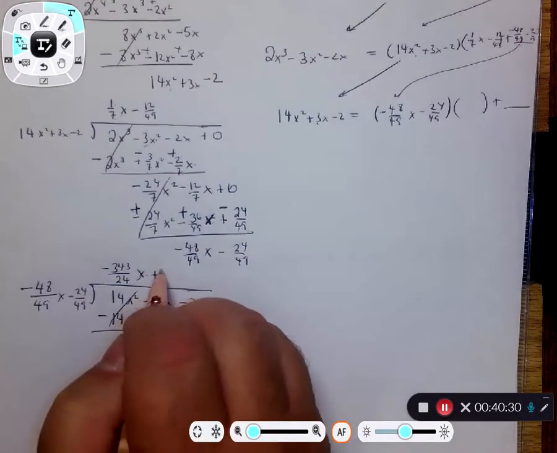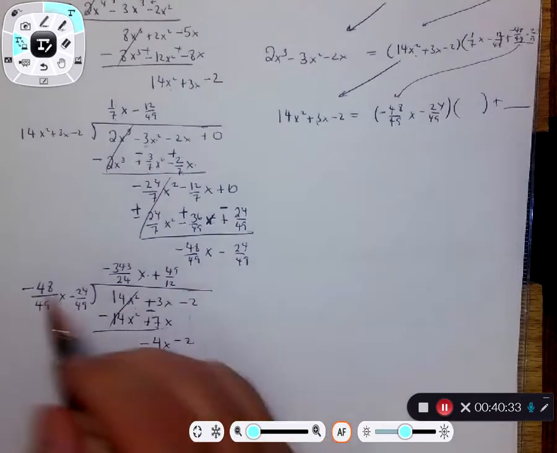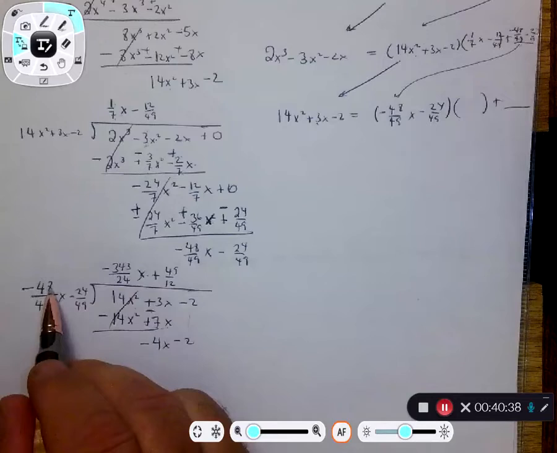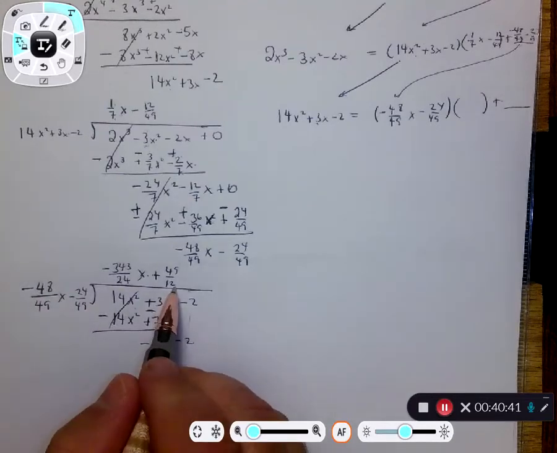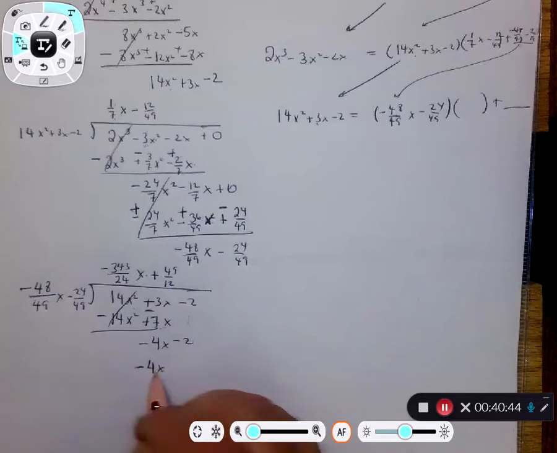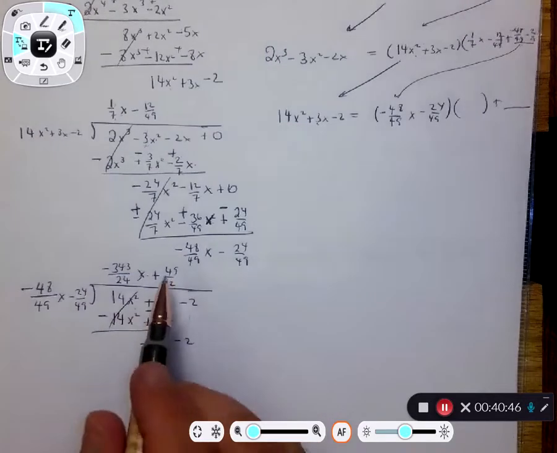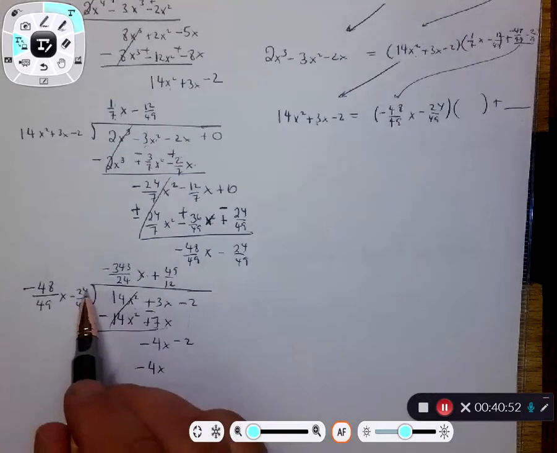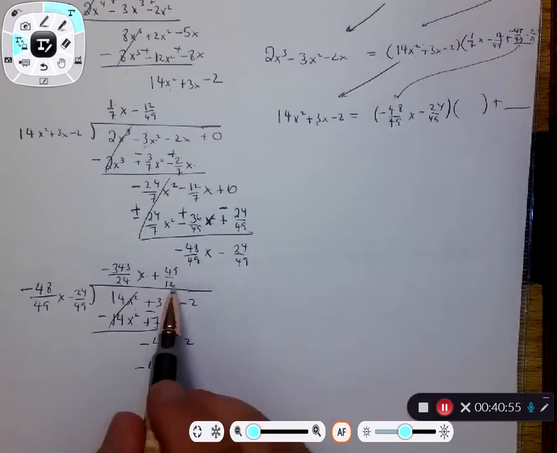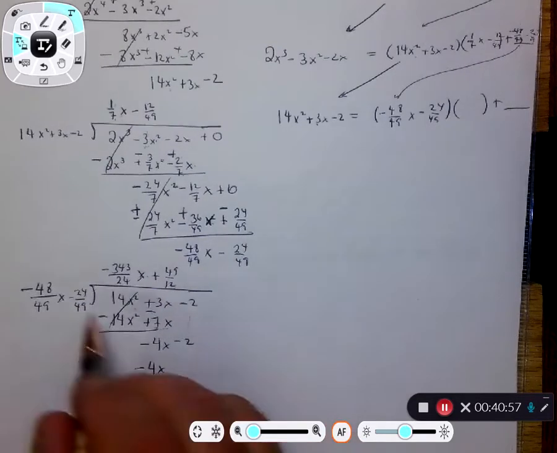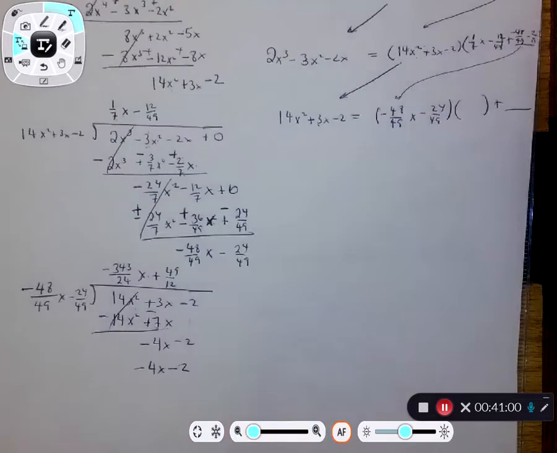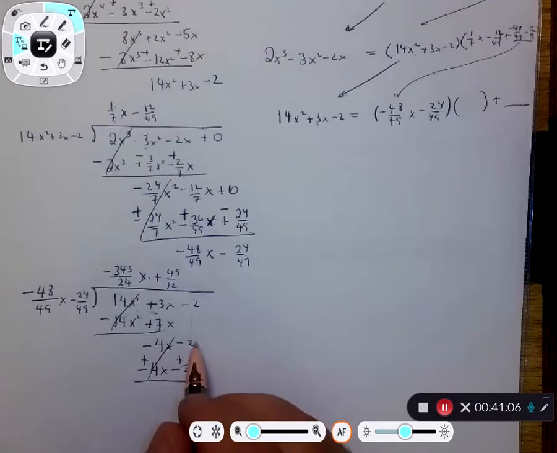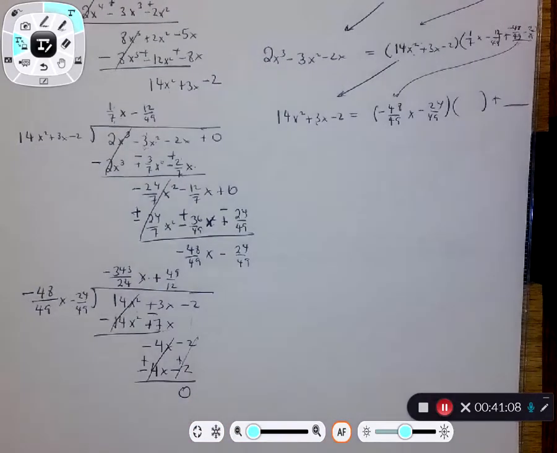So this will be a plus 49/12, so when I distribute negative 48 over 49 times 49/12, the 49's cancel. Negative 48 divided by negative 12 equals a negative 4. That'll be a negative 4x. And negative, watch this one, 24 over 49 times 49 over 12, the 49's cancel. 12 goes into 24 two times, and positive times negative is a negative. And I'm going to subtract, which changes my signs, and the first term cancels, but in this case the second term also does. And finally, I got a remainder of 0.